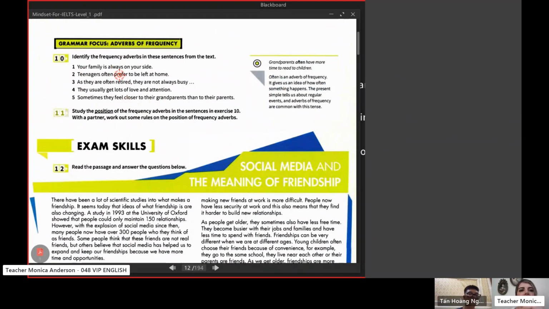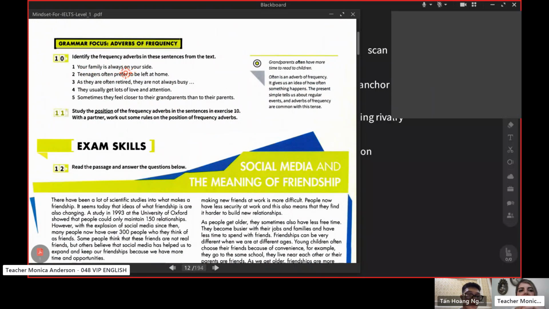Okay, so would you identify the frequency adverbs? The first one. Always. Excellent. The second one. Often. Third one. Often and always. Excellent. Very good. And fourth. Usually. That's it. And the last one. Sometimes. That's it. Very good.